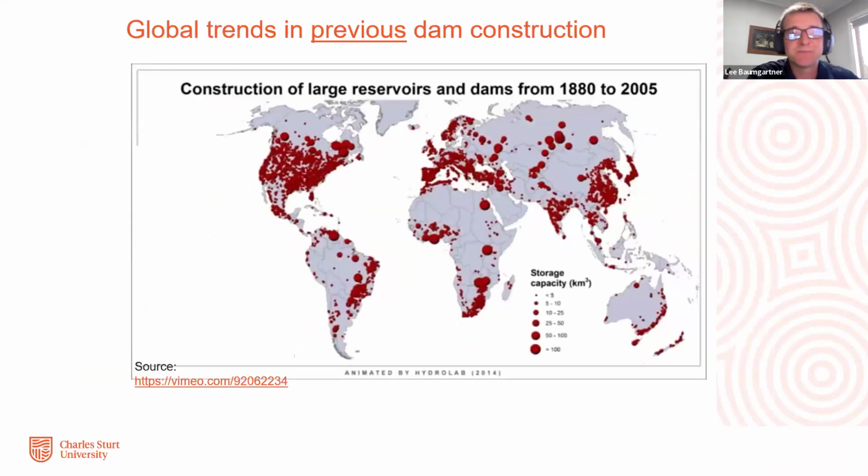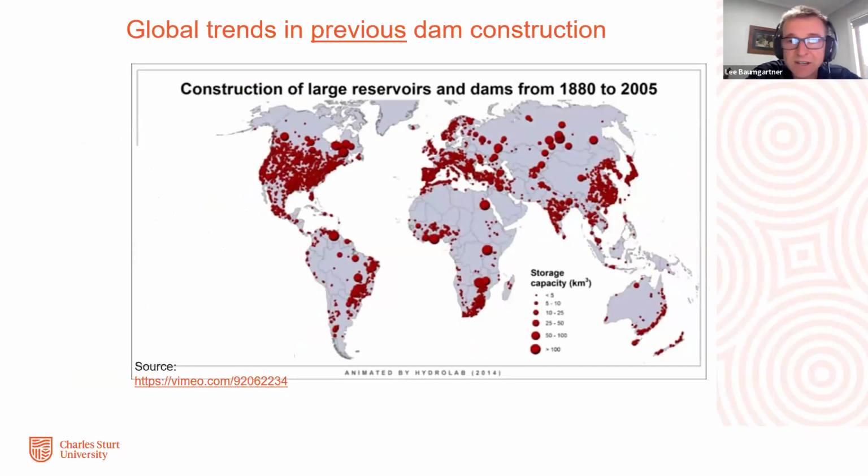Next slide, please. Now, to try and secure water resources for people, there was a significant number of dams that were constructed globally. And this map here shows all of the dams that were constructed from 1880 to 2005. And there's quite a few. If you look at North America, South America is well developed. Southeast Asia, China, and Europe is extensively developed.